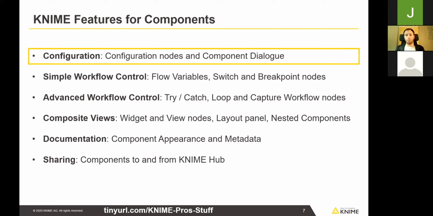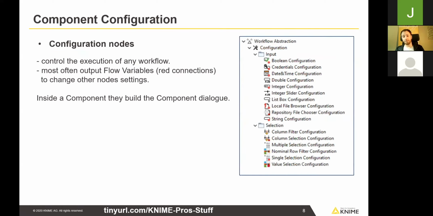So let's start with the configuration nodes and configuration of a component. Configuration nodes are available by default when you install KNIME. You drag and drop them in your component, and they can then control its execution via flow variables. Those are usually the best way to create flow variables, and in the end they build a component dialog. So let me show you what I mean.